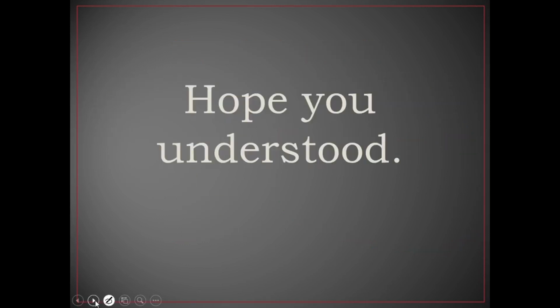Hope you understood. This is what I taught today. I taught the motion chapter of the NCERT textbook. Hope you all have understood, and if you have any doubts or queries, or you need any improvement in my teaching, then kindly comment below.